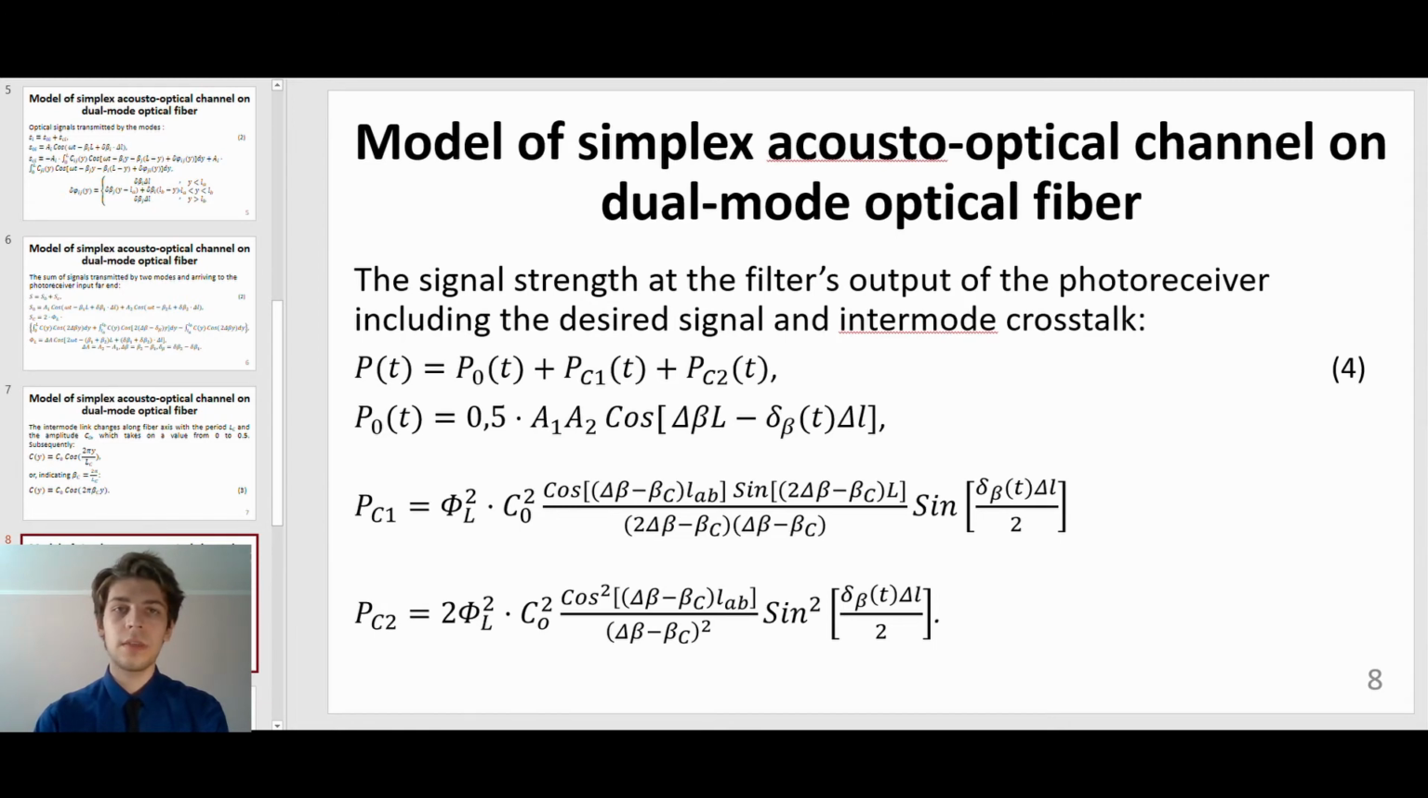In addition, we assume that the propagation constant's variation due to the vibroacoustic action is proportional to its intensity. As a result, we get the signal strength at the filter output of the photoreceiver, including the desired signal and intermode crosstalk, which can be written by the following approximation, see equation 4.